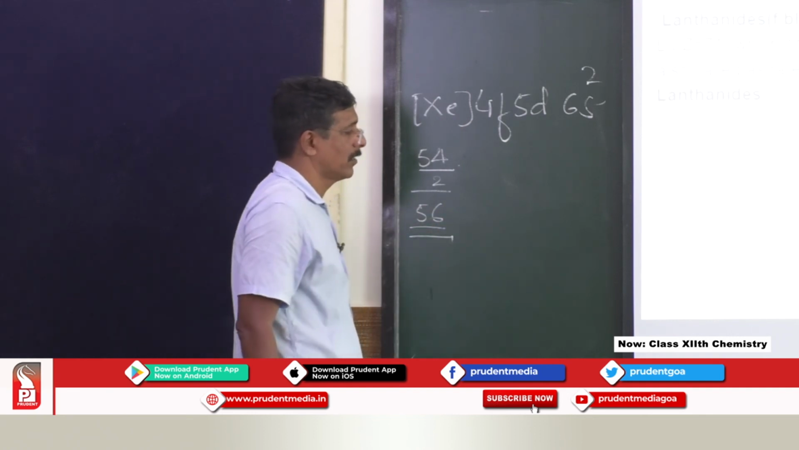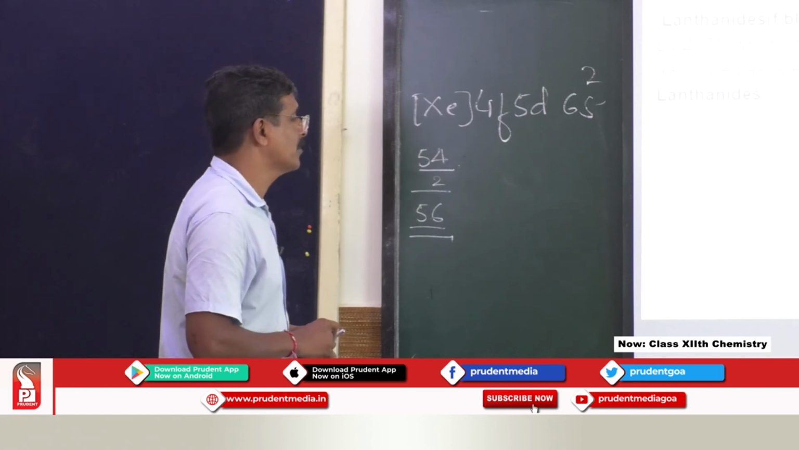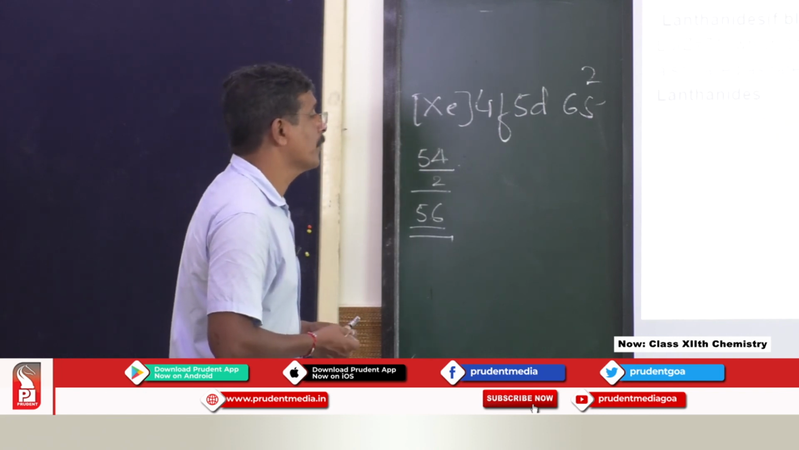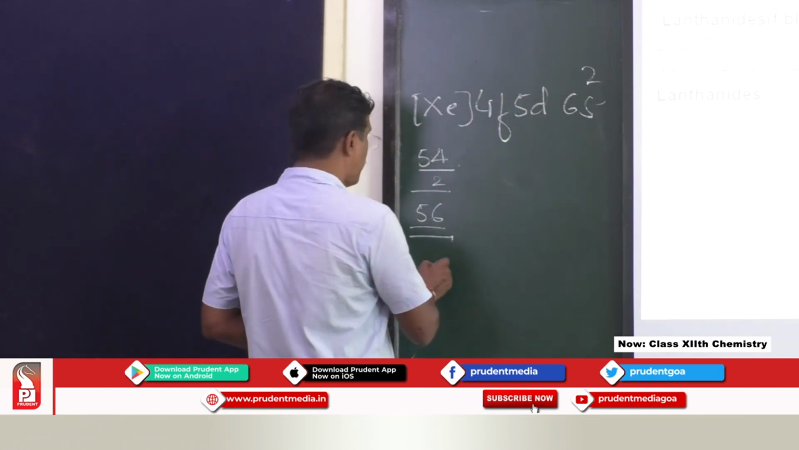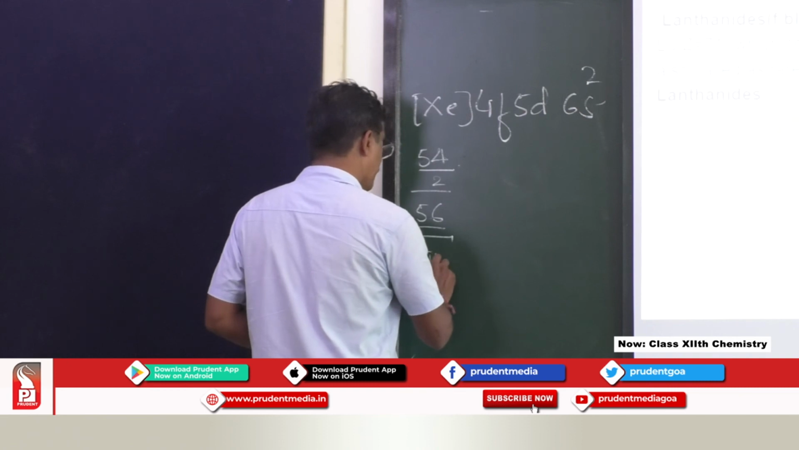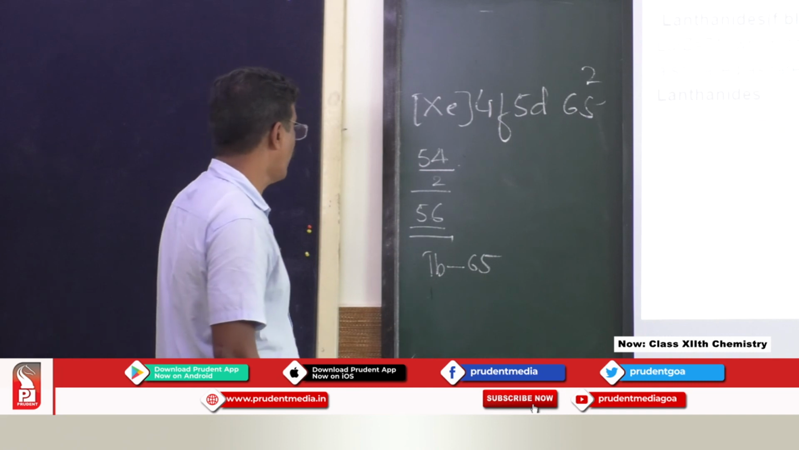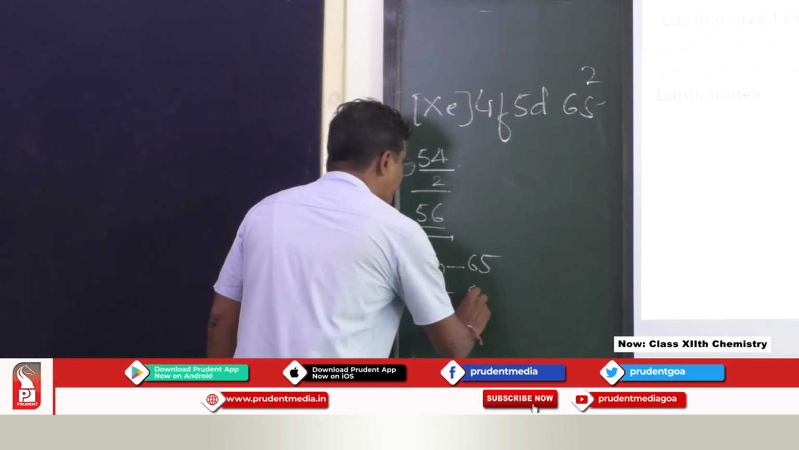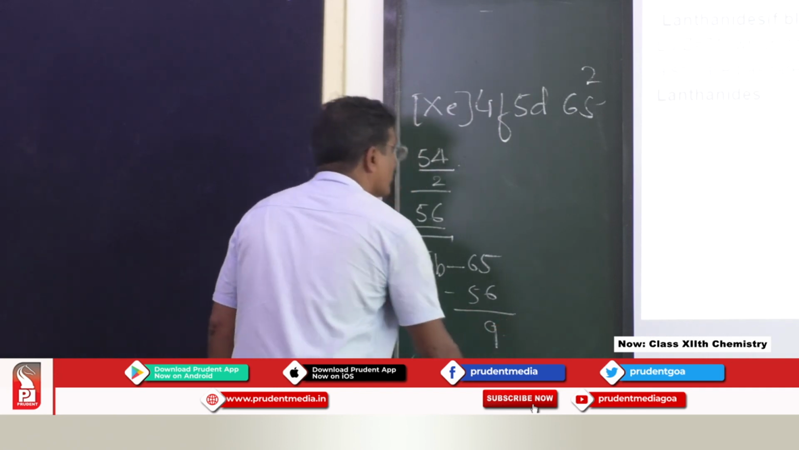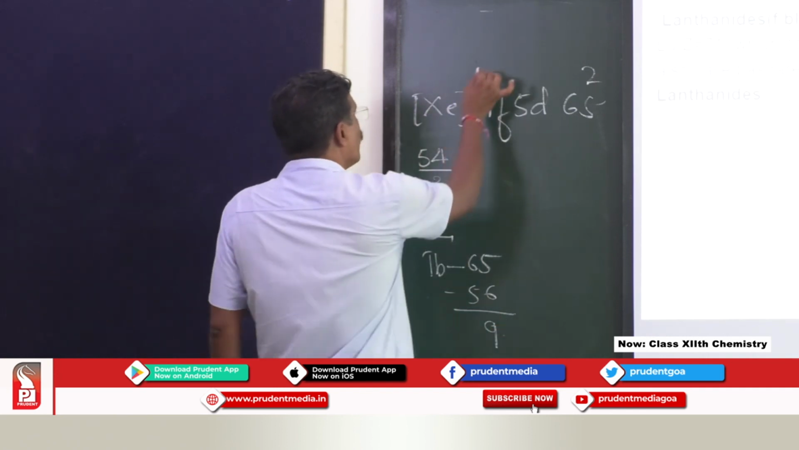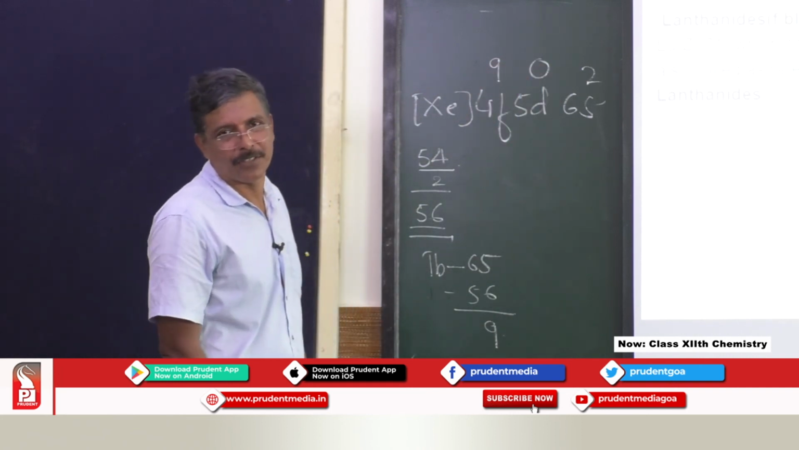Suppose you are given one element, say terbium. Terbium's atomic number is 65. What you do is 65 minus 56, which is 9. If it is 9, you write 4f9, 5d0. Like this you can do.